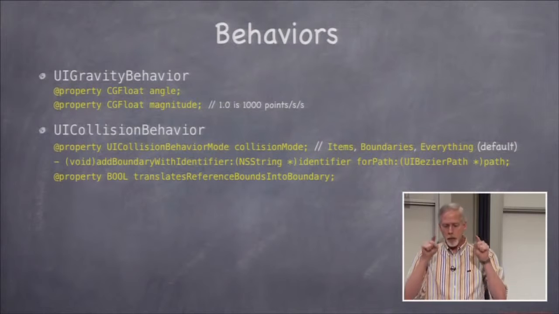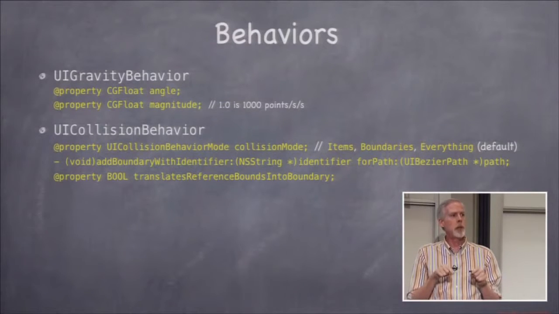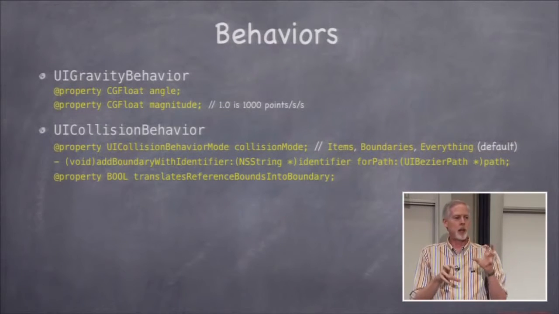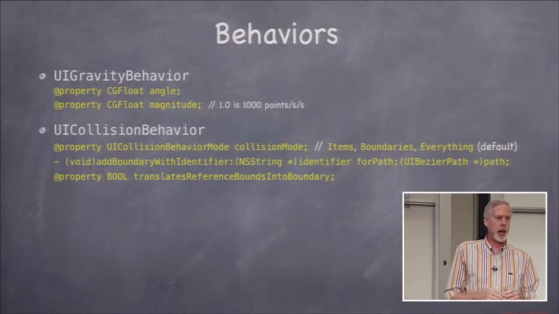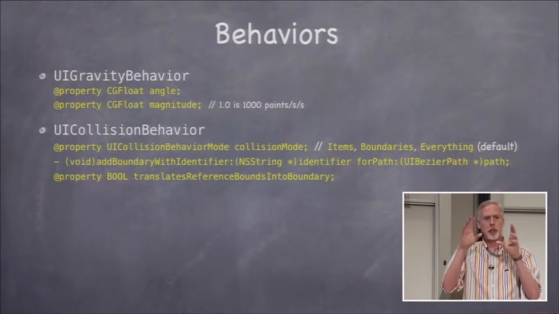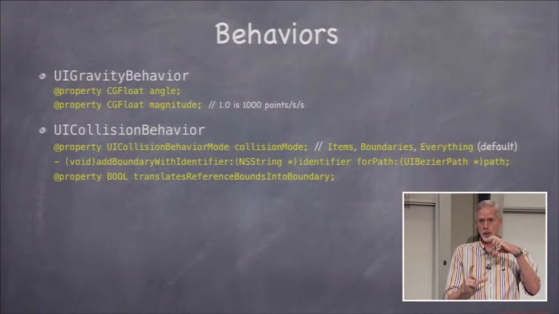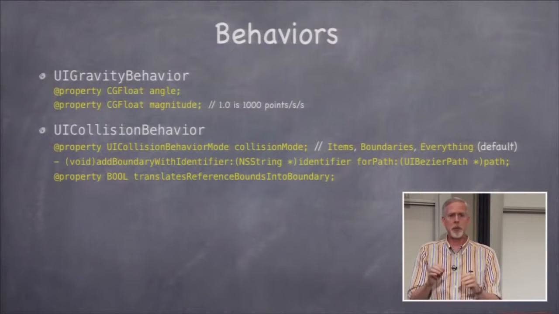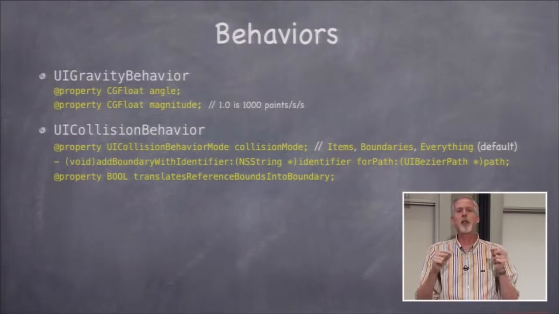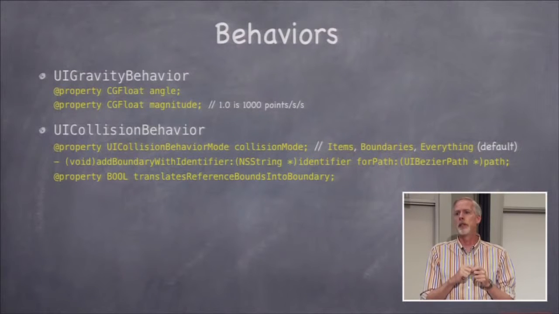Also, you can set the boundaries of the reference view to be bouncy boundaries as well by saying translate reference bounds into boundary equals yes, and then things will bounce off the edges of the reference view, the top level view in the dynamic animator. Okay? So the collision mode determines whether the items bounce off each other or just off the boundaries.